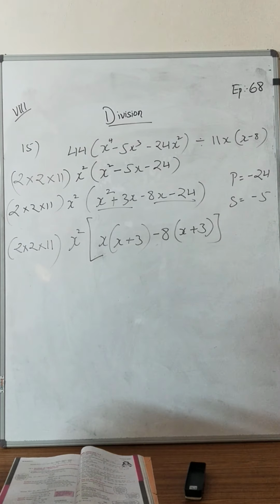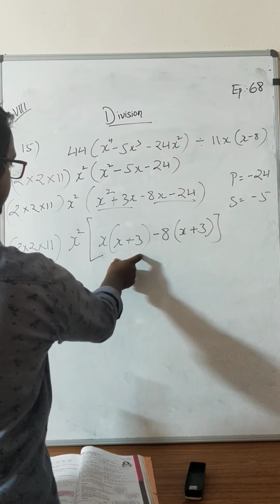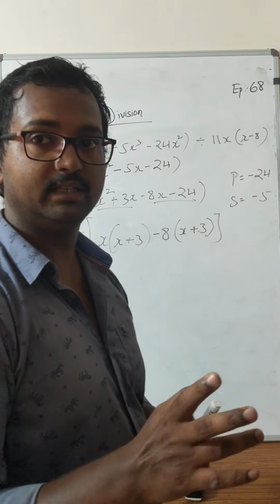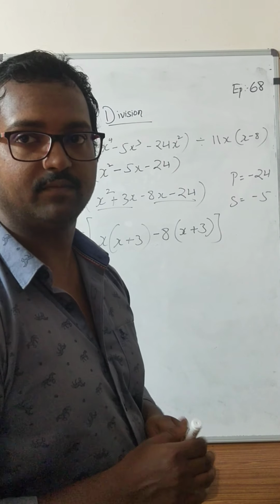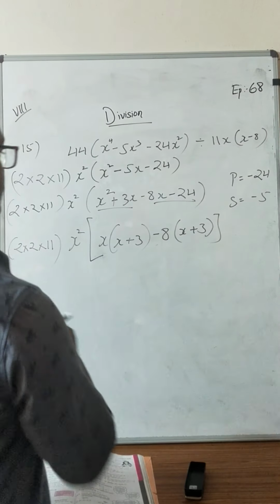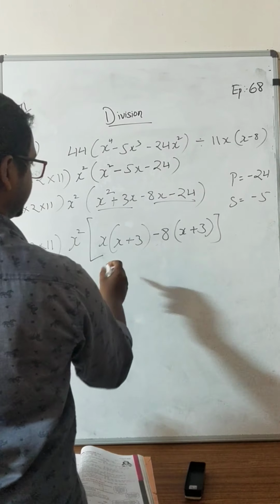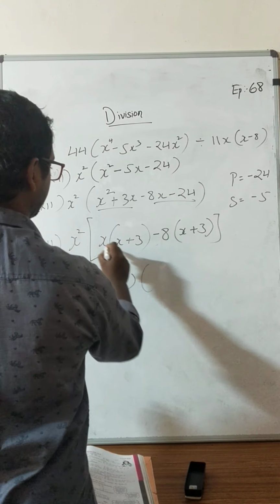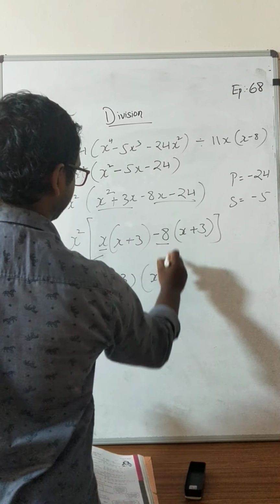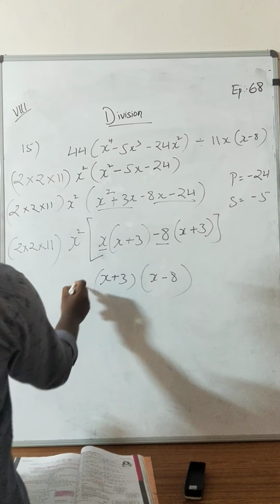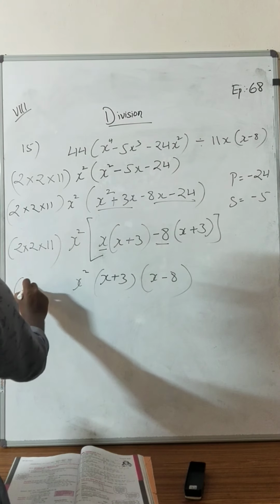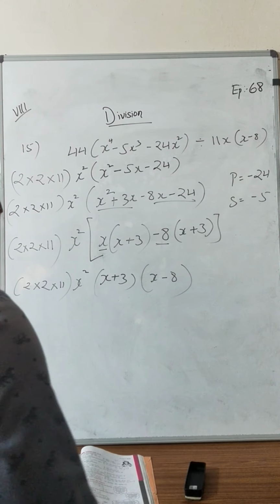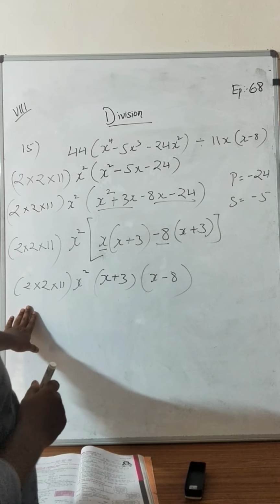Now see, here also x plus 3 is there, here also x plus 3 is there. I told you in the last class, if we get like this, that means our answer is correct. We are doing it correctly. So I am going to take x plus 3 as common. When I take x plus 3 as common, here I will have x, here I will have minus 8. After solving all this, this is the final answer that I am getting.